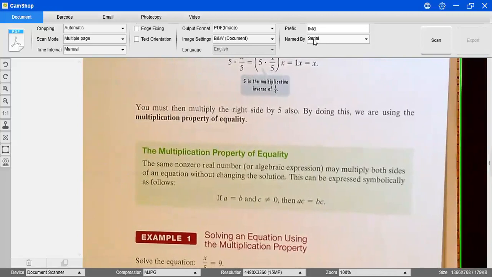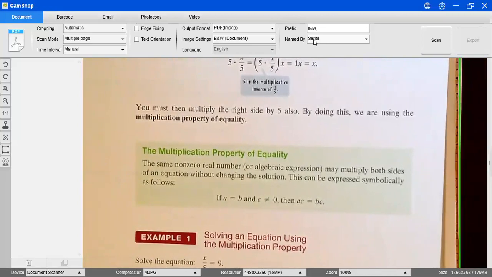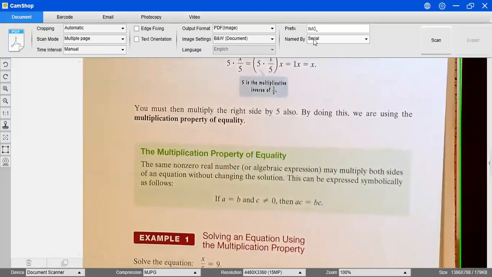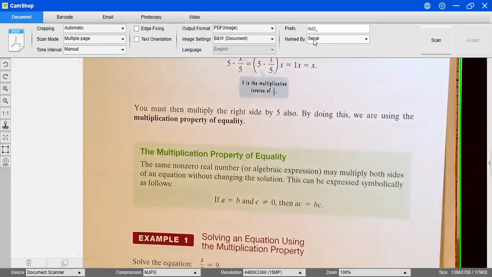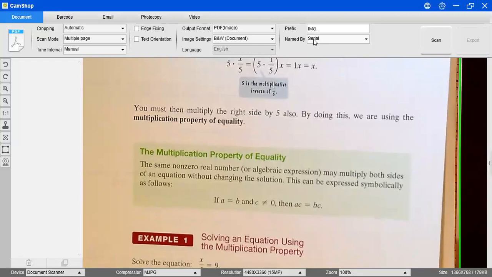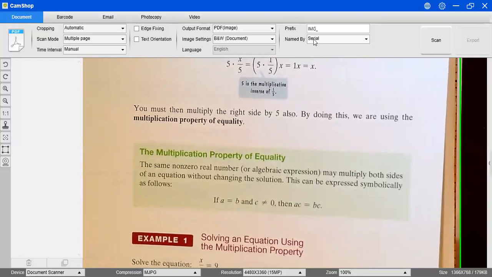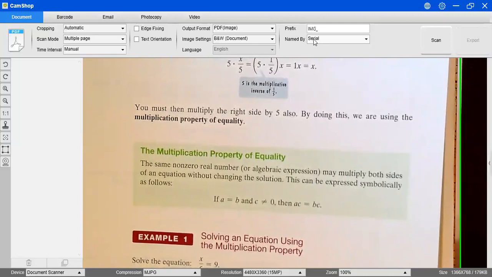The same non-zero real number or algebraic expression might multiply both sides of an equation without changing the solution. This can be expressed symbolically as follows. So if you have a equals b, and you have a number that is not zero, then you can multiply both sides, and the solution is not going to change.